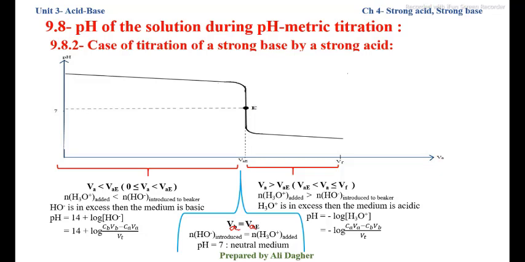Number of moles of H3O+ left equals number of moles of H3O+ added minus number of moles of HO- introduced. Number of moles of H3O+ added equals CAVA. Number of moles of HO- introduced equals CBVB. Then number of moles of H3O+ left equals CAVA minus CBVB, over V total, this is the concentration of H3O+ left.